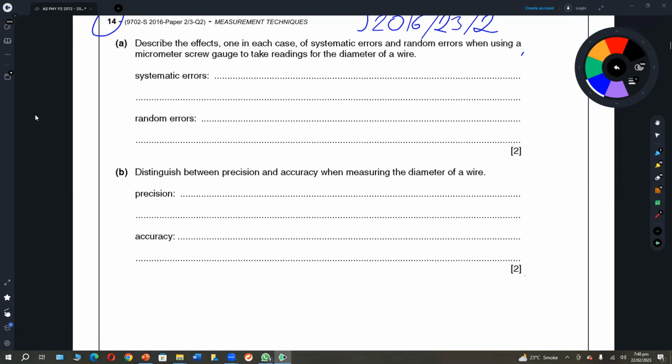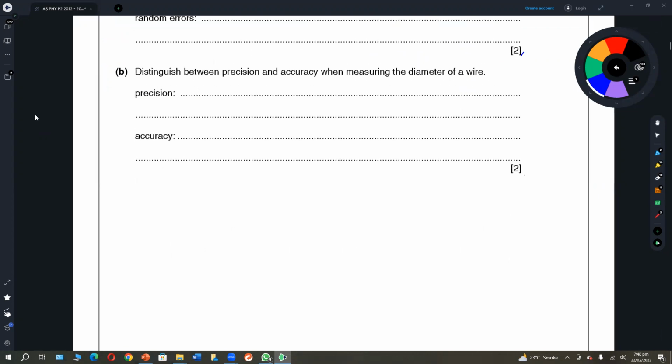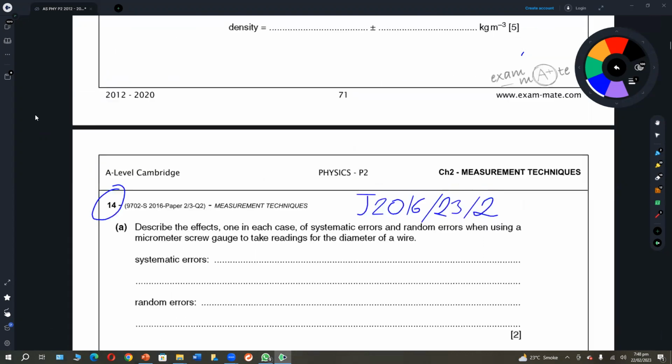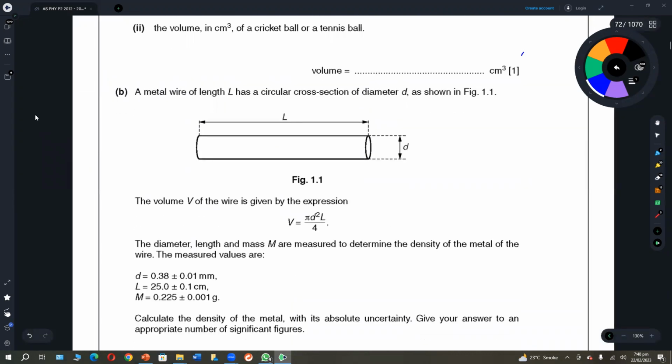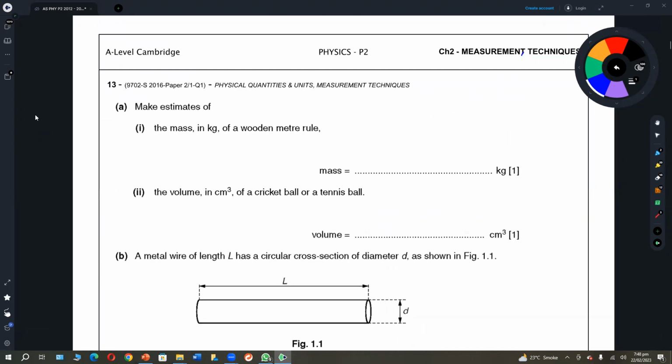Distinguish between, we already have discussed precision. Precision means how close your answers are together mutually. And accuracy is the extent to which values are close to the true value. Now we have June 2016 211. Look for this question. I found it. Okay, that's good.